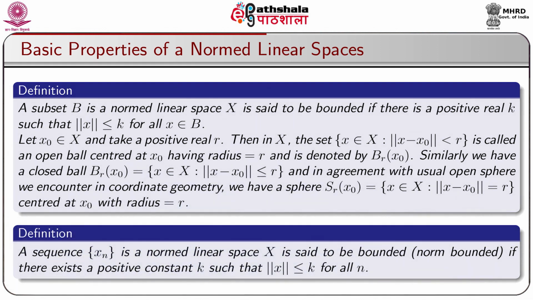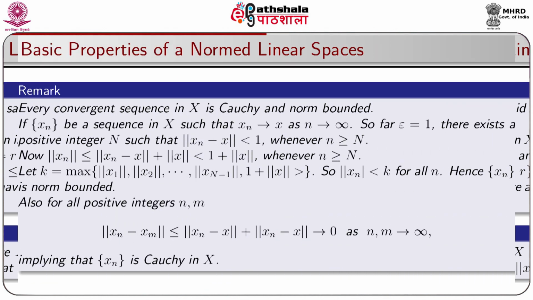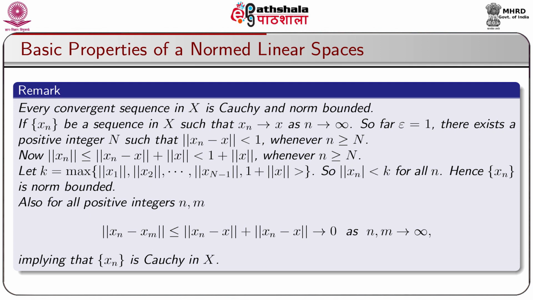Now let us take a definition. A sequence xn in a normed linear space X is said to be bounded, or norm-bounded, if there exists a positive constant k such that norm of xn is less than or equal to k for all n. In analogy with real analysis, a set is said to be bounded if there exists a constant k such that modulus of x is less than or equal to k for all x belonging to the set concerned. So, we note this remark: every convergent sequence is Cauchy and norm-bounded.